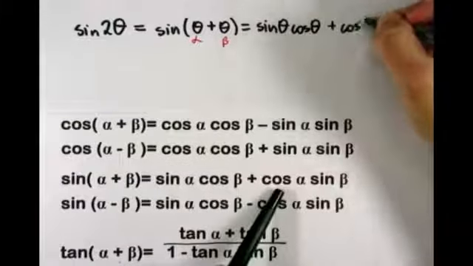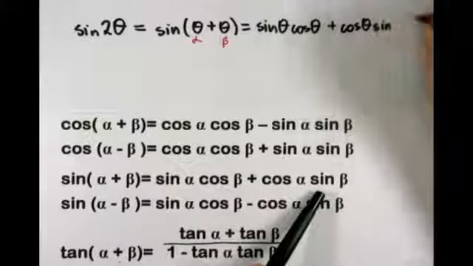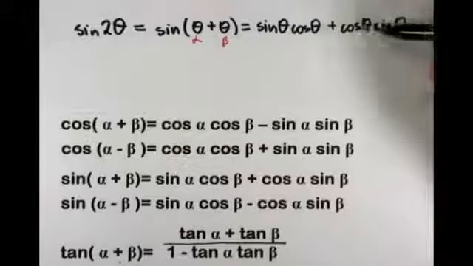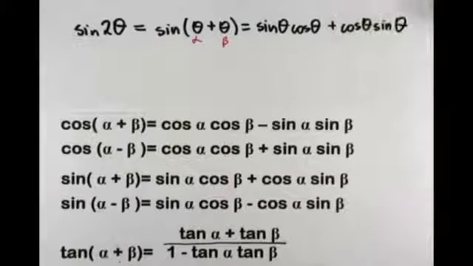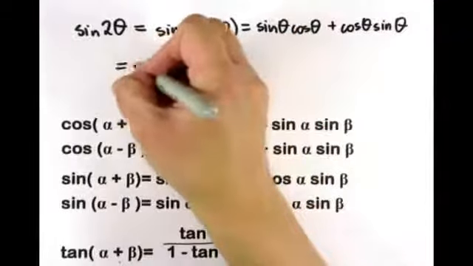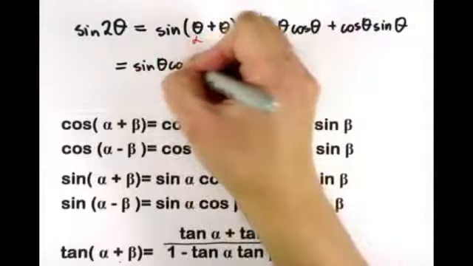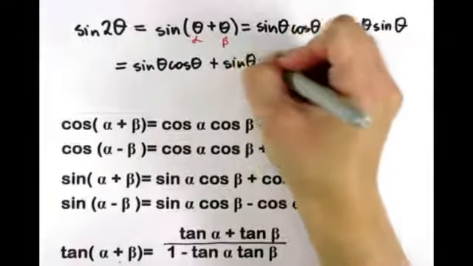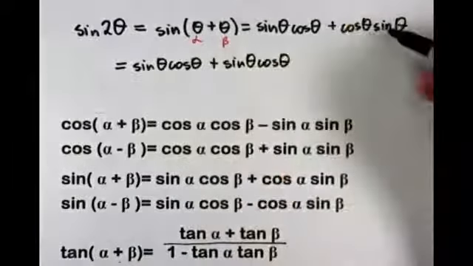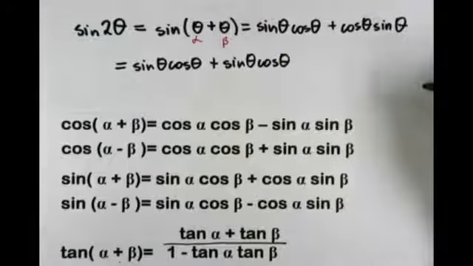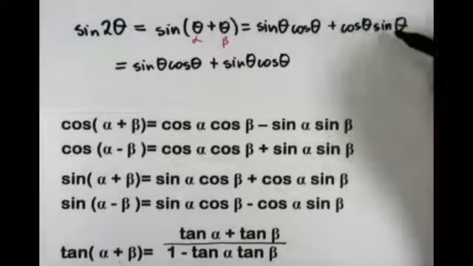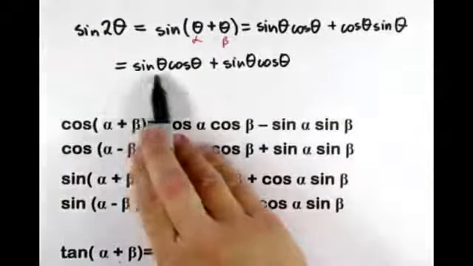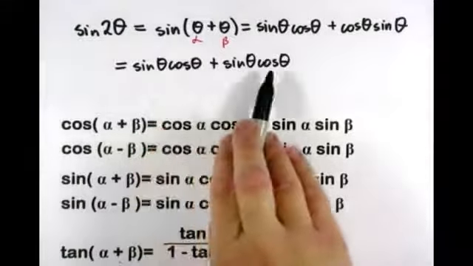Cos alpha is theta, sine beta is theta. And then I can rearrange them. I can switch the order. Cos times sine is the same as sine times cos. So this is equal to sine theta cos theta plus sine theta cos theta, because sine times cos is the same as cos times sine. Okay, and then this is the same term, sine theta cos theta, plus sine theta cos theta.